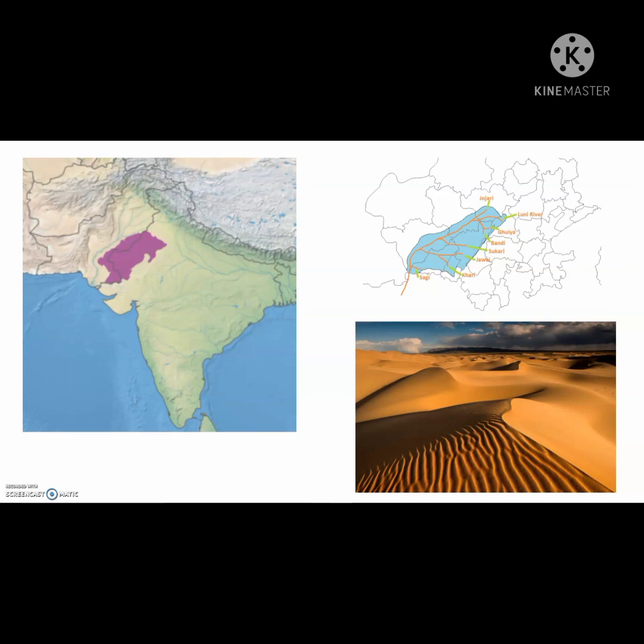The highest temperature is recorded in Jaisalmer. One of the important points in the Thar Desert is the Indira Gandhi Canal, the longest canal in India. The Indira Gandhi Canal is 650 kilometers long. It provides irrigation facilities to Rajasthan. It takes water from the Satluj River and starts from Punjab. This is about the Thar Desert.